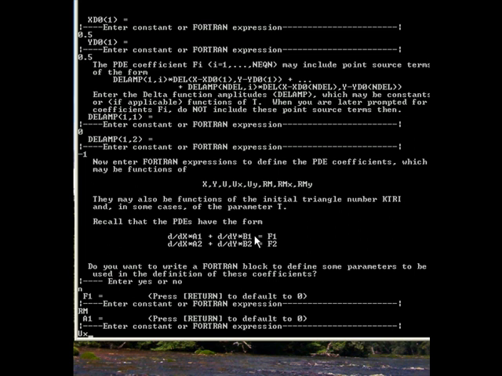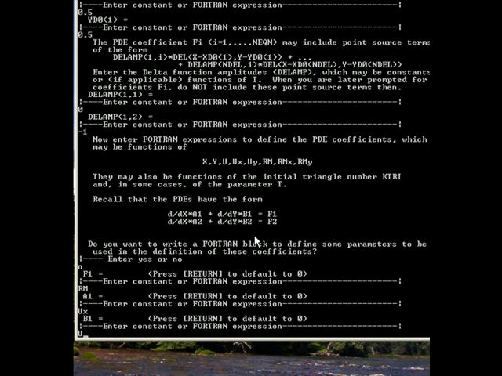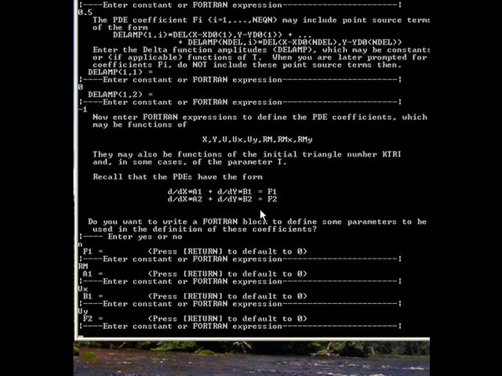Since Fortran is not case sensitive, it doesn't matter, but I prefer to write it as capital U, small x, looks better. And B is u sub y. So that says the first equation is derivative with respect to x of ux plus derivative with respect to y of uy equals m. Now the second equation, and notice it says that when you're later prompted for the F's, don't include these. We've already taken care of the delta function. That's handled separately. So F2 is 0 because that was all there was on the right-hand side.